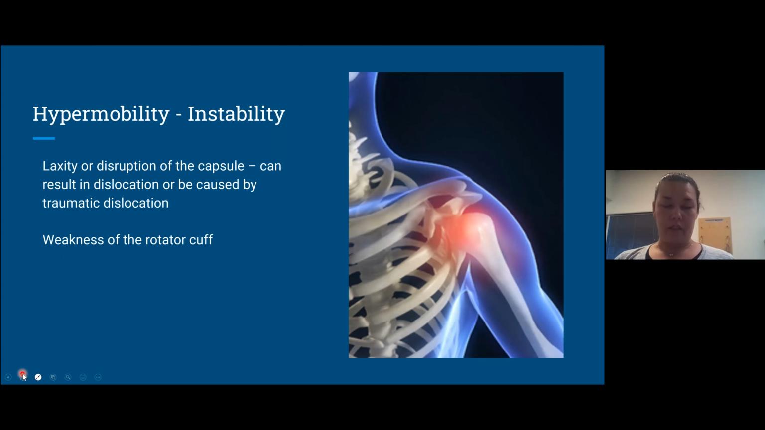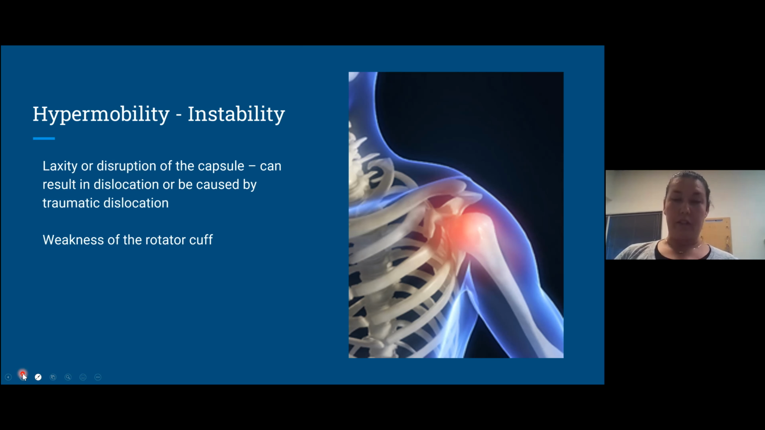Alternatively, another cause of shoulder pain can be hypermobility or instability of the shoulder joint. So just as it's bad to have not enough movement, it is also bad to have too much movement. If there's too much movement of the shoulder joint, the structures can get strained.